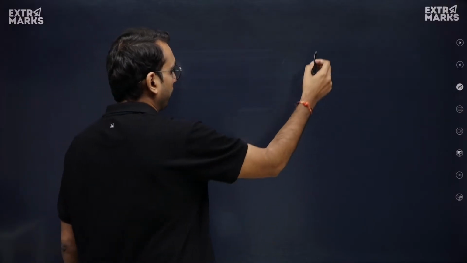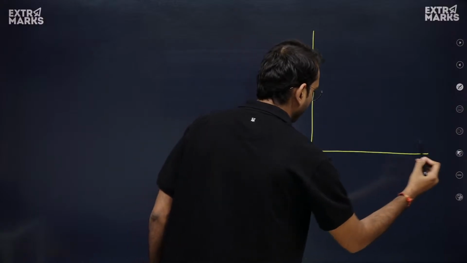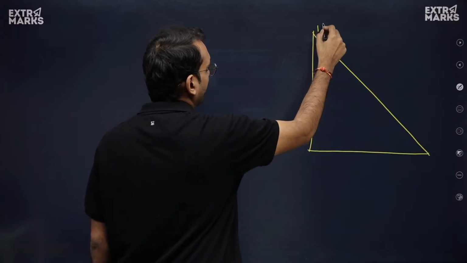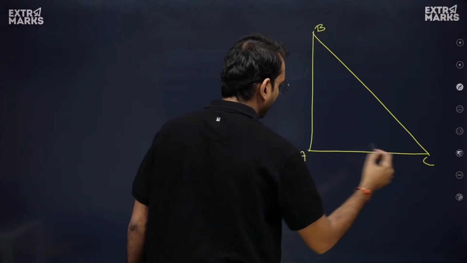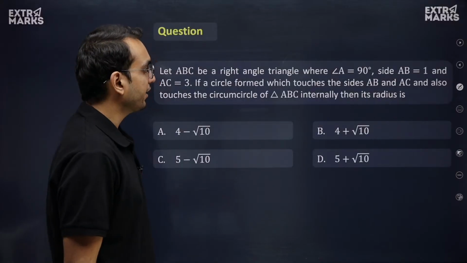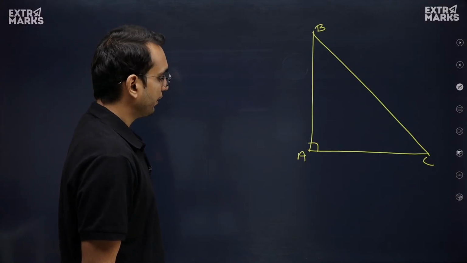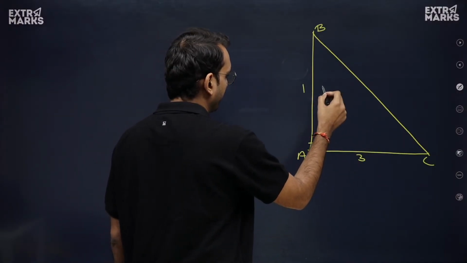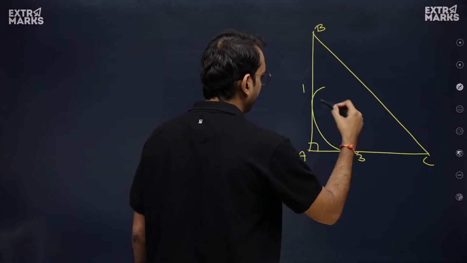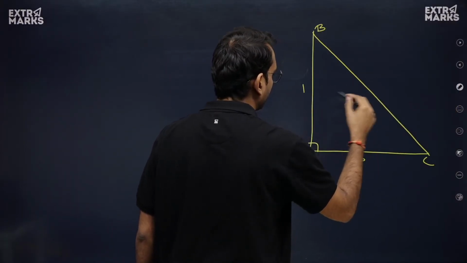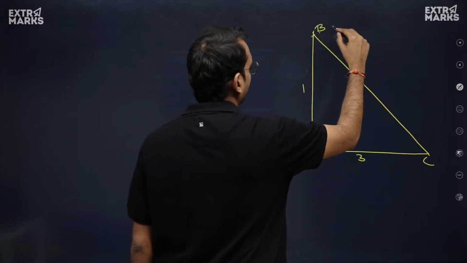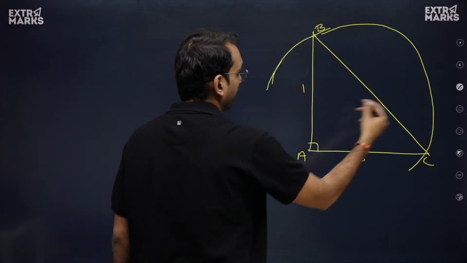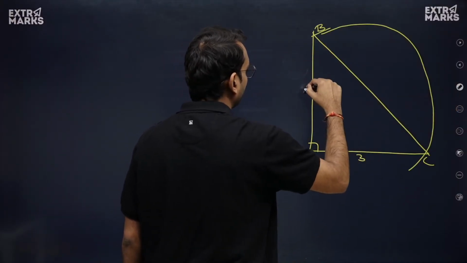So let's make a diagram. We have a right triangle, something like this. So BAC: angle A is 90 degrees, AB is 1 and AC is 3. The circle is touching these two sides and is also touching the circumcircle of this triangle. So first make the circumcircle of this triangle, something like this. It will be a very casual diagram.